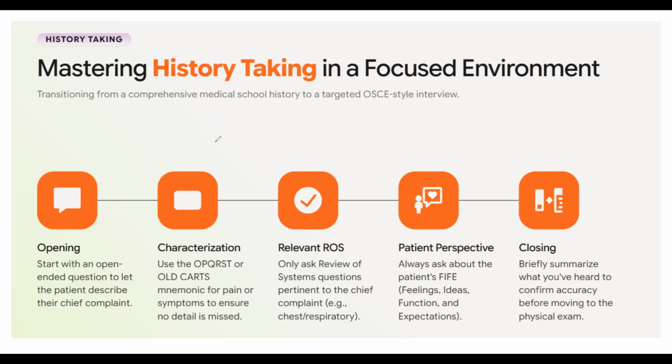Once the patient gives you their chief complaint, the problem or the principal issue that they're facing, characterize it. You can use any structure like OPQRST, OLD CARTS, OCD, PQRST, UV, etc. Any structure that you are familiar with and prefer, use that, characterize it, and move on to the review of systems. Relevant review of systems, only ask questions that are relevant to the chief complaint.